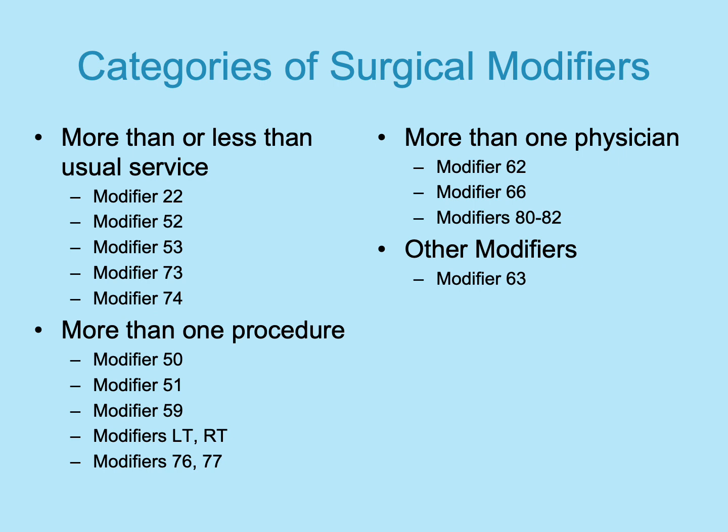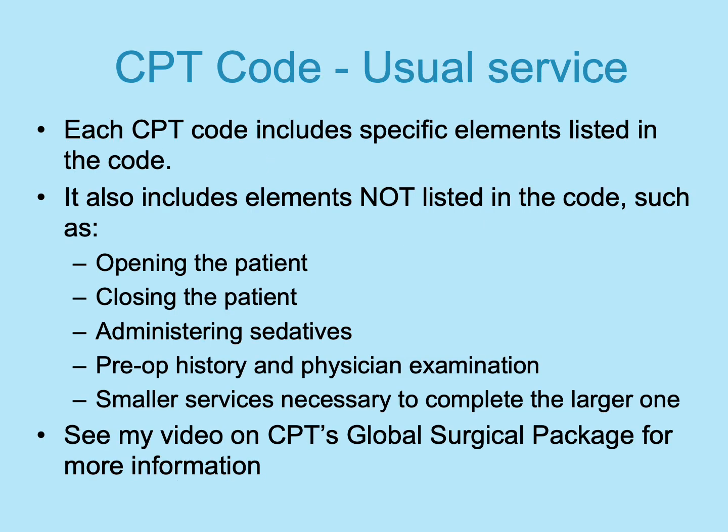So here are the categories that I talked about. More than, less than usual service: modifier 22, 52, 53, 73, 74. More than one procedure: 50, 51, 59, LT, RT, those are the HCPCS modifiers that are used a lot. And 76, 77. More than one physician is involved: 62, 66, 80 through 82. And then other modifiers, that's 63.